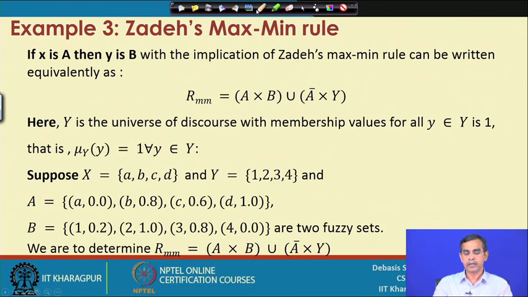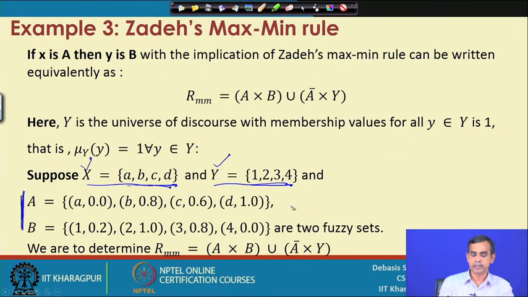So, this example I would like to refer here. Say X is a universe of discourse, Y is another universe of discourse. X contains 4 elements A, B, C, D, and Y contains 4 elements 1, 2, 3, 4. Now, let us consider these are the two fuzzy sets which are defined over X and Y respectively. A is defined over X and B is defined over Y. Now, we want to calculate the relation matrix, that means the form if x is A then y is B.